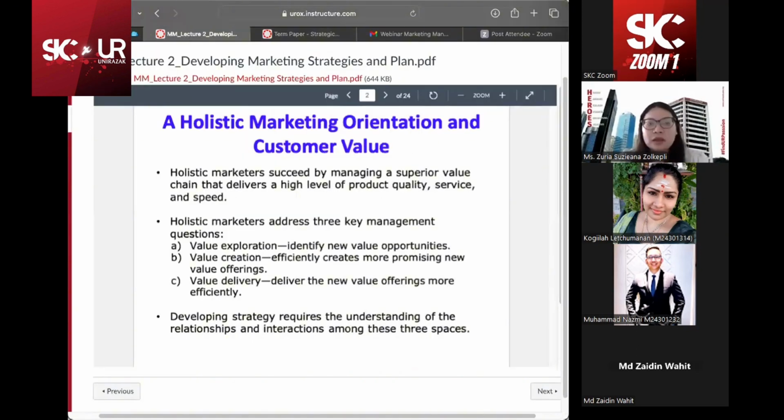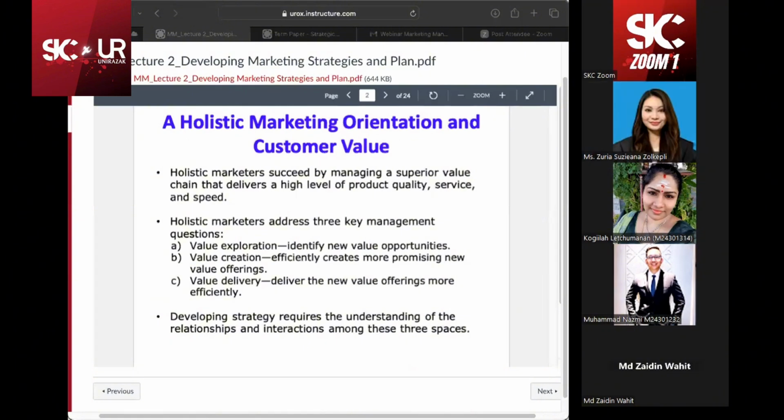So about value, it's about creating value, because as customers, we would like to experience more choices, more things. That's why as a marketer, we need to continuously create values, value offerings, and the value delivery process. Value delivery process is about delivering the new value offerings more efficiently. So in terms of the value chain, some of the processes are, for example, the market sensing process, and then the new offering realization process.